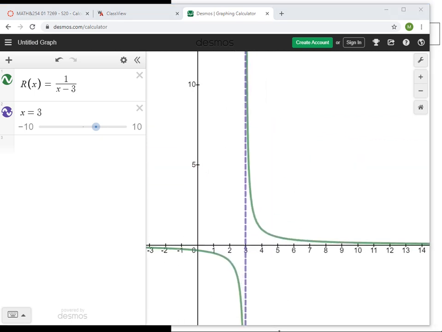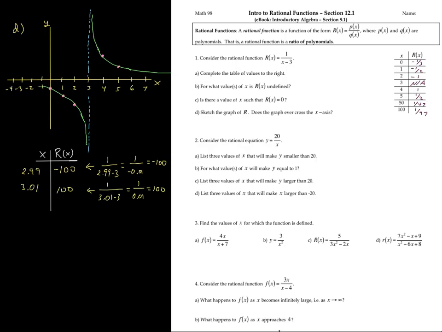Okay. Now we're going to call this dashed line here, this has a special name. It's what's known as a vertical asymptote. Okay, asymptote, here we go.